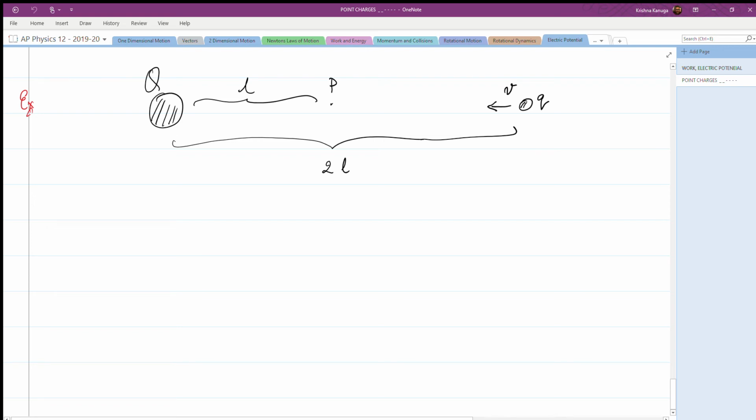In this video, you have a charge capital Q that is fixed and a second charge little q of mass m that is initially moving towards the charge capital Q with speed v. In the beginning, it's at a distance 2L, and the goal is to find the speed of this charge when it's at point P, which is a distance L from the charge capital Q.